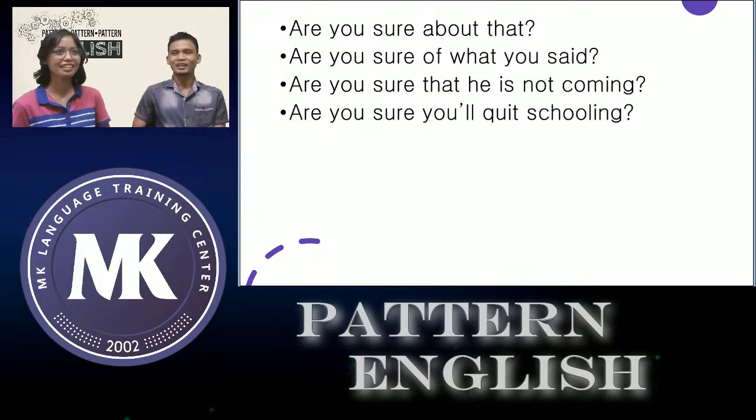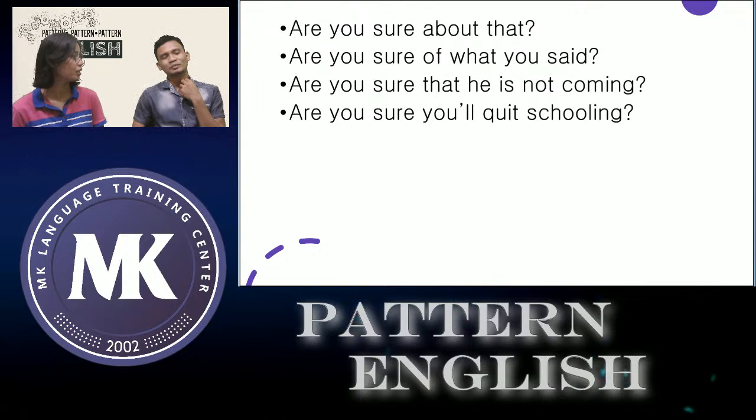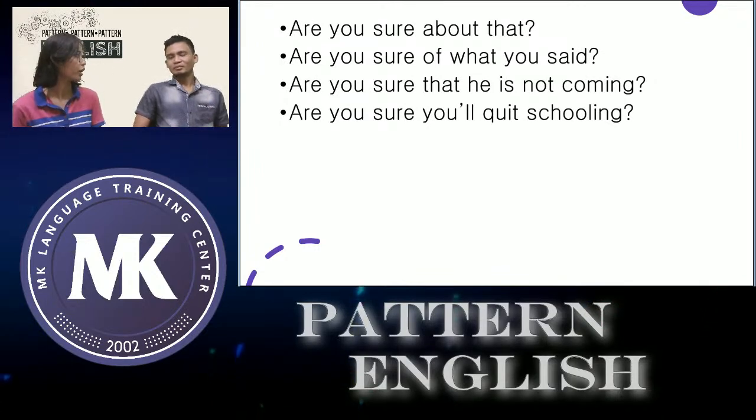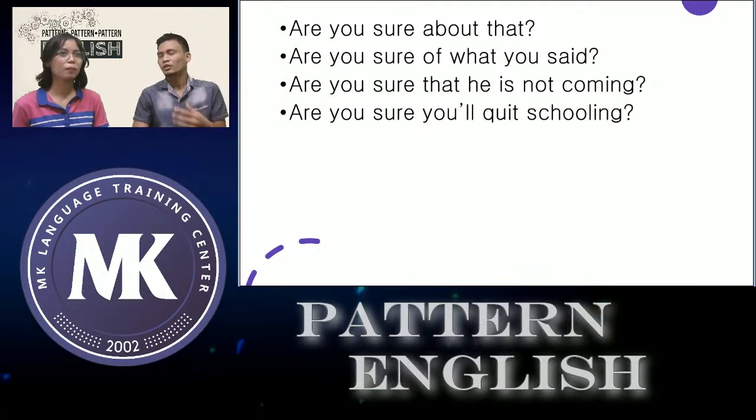Next one is, are you sure that he is not coming? Maybe, for example, there is a birthday party and you will go there with your friends. Then you will ask your friend, are you sure that he is not coming? Or maybe something wrong, for example, someone that you have invited.